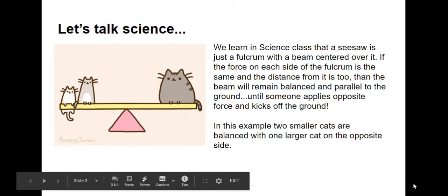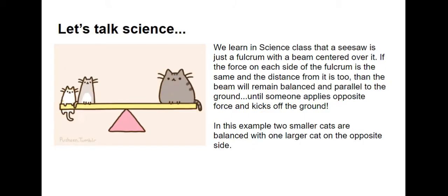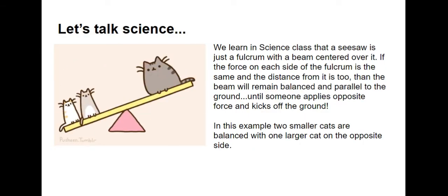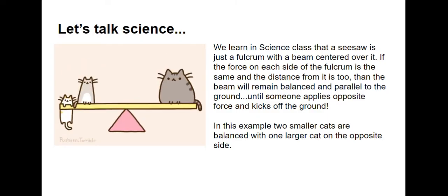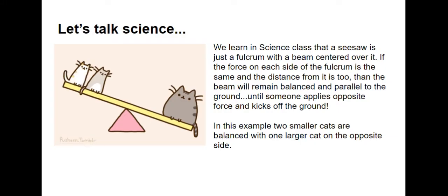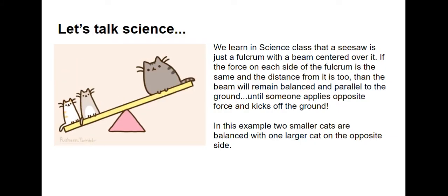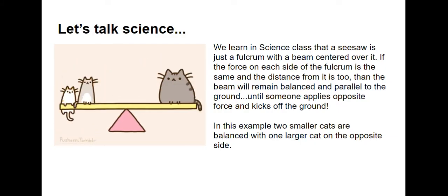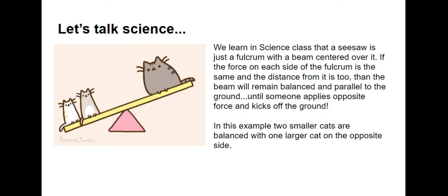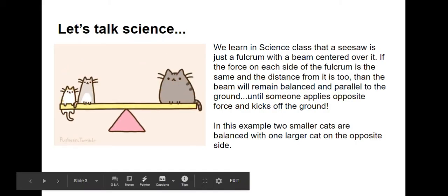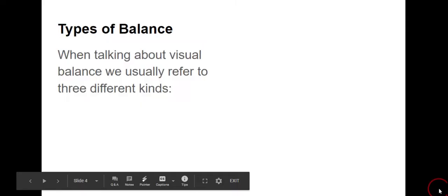So, in this cute gif of cats on a seesaw, you have a fulcrum with a beam across it. On the left side, you have two cats that are smaller. On the right side, you have one cat that is larger. The weight of the two smaller cats added together is probably about the same as the larger cat. And it's the same concept with artwork, but instead of having a fulcrum, we use what's called a central axis.